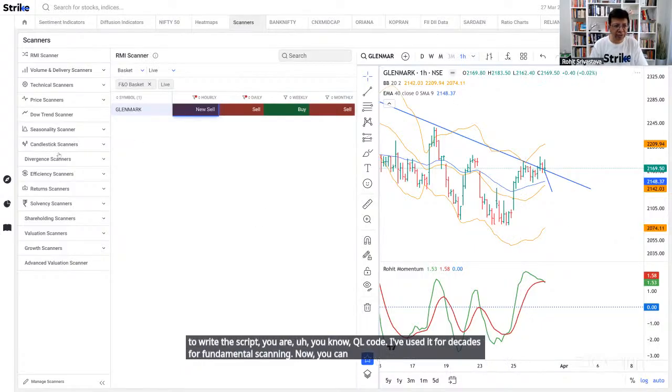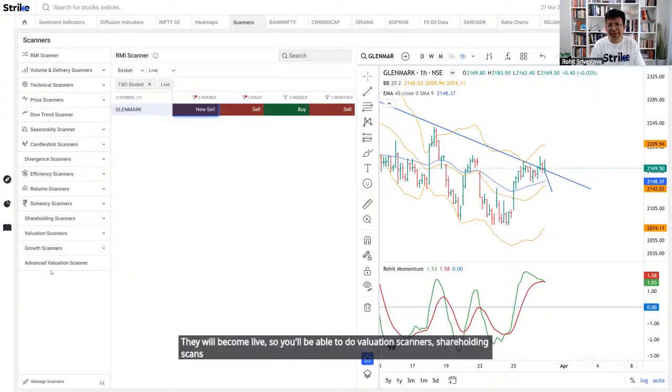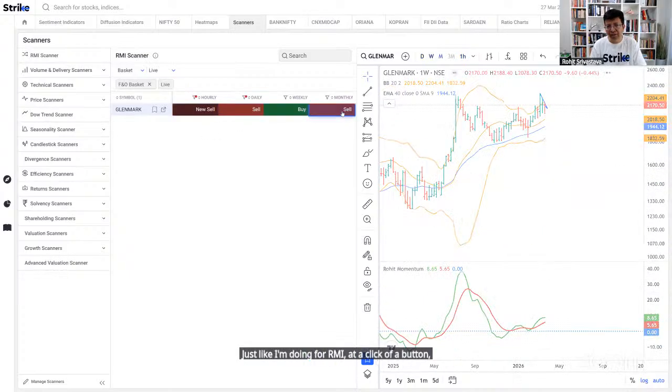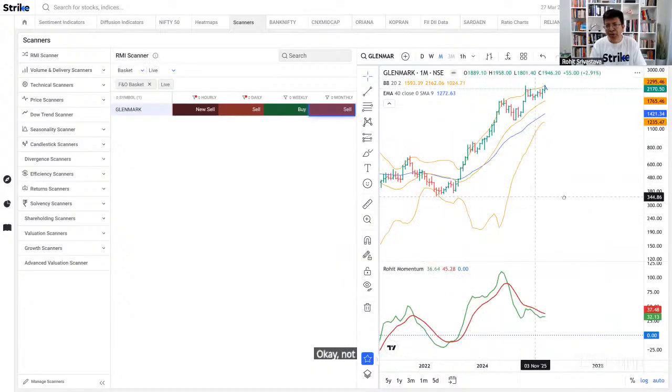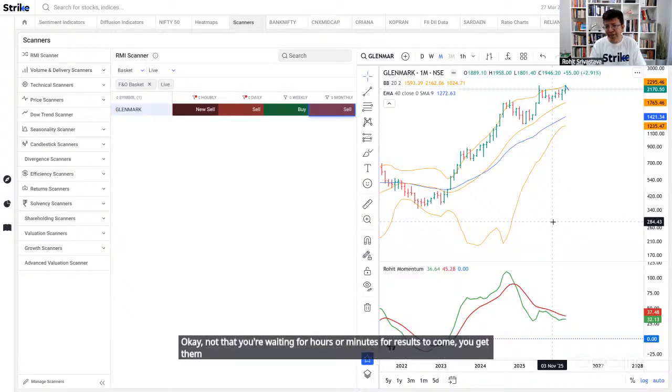Now you can see on the left-hand side, we have many fundamental scans. These are not yet live to all users, but they will become live. So you'll be able to do valuation scanners, shareholding scans, etc., just like I'm doing for RMI at the click of a button. You see how fast this is. You're not waiting for hours or minutes for results to come, you get them instantaneously. That is how this is designed.